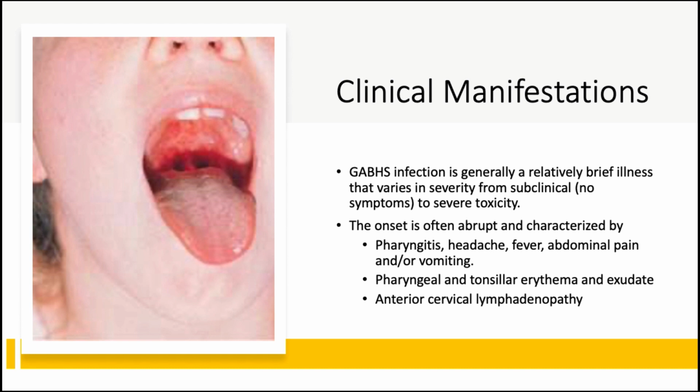The onset is usually abrupt, and it's characterized by a common group of symptoms. Sore throat, headache, fever, abdominal pain, and vomiting are by far the most common. In addition to having these little red spots that you can see in the picture here, redness and exudate is also very normal. Also, anterior cervical lymphadenopathy is normal as well.